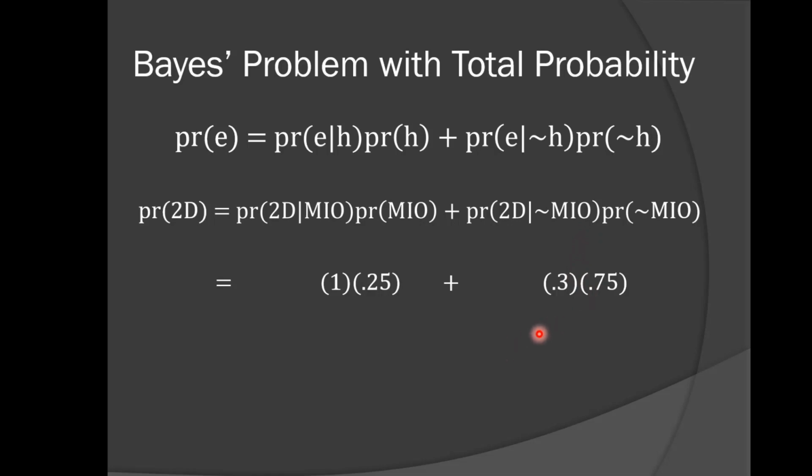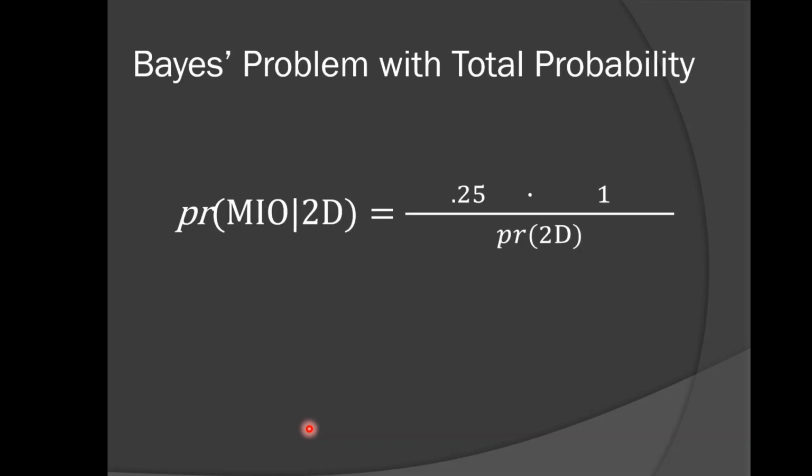From here, we can just multiply across. So 25% times 1 is 25%. And 30% times 75% is 22.5%, 0.225. When we add those together, we get the value 0.475. So what this tells us is that the total probability of the evidence statement, the total probability that the car is a two-door, is 47.5%. Another way of saying this is that 47.5% of Karma's 7000 series cars are two-doors.